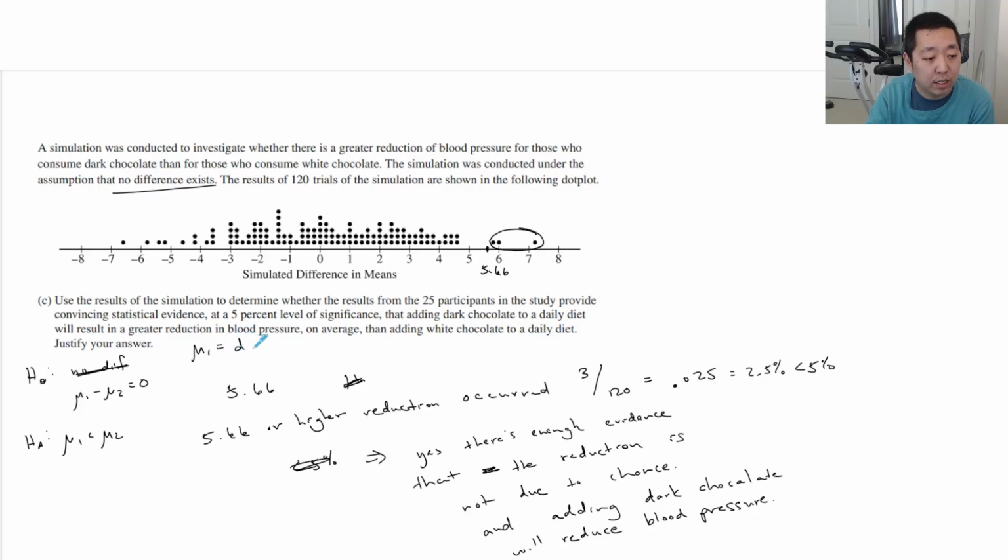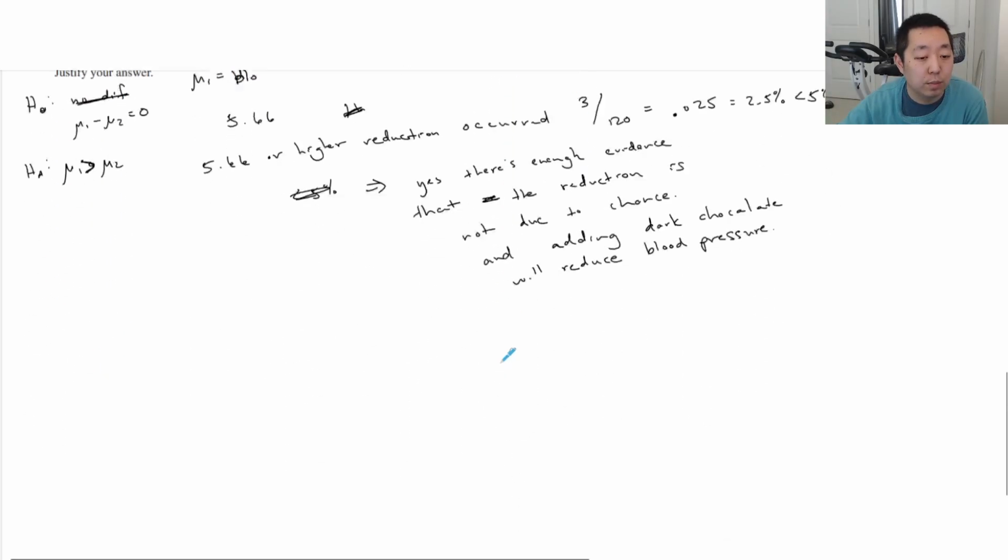This is the dark chocolate, or the reduction is greater. So we'll say this is the blood pressure. I just don't want to write it because I'm lazy. Okay, but you may want to include that.